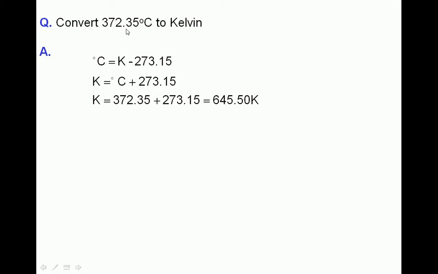Alright, so doing an example here of converting between Celsius and Kelvin, we're asked to convert 372.35 degrees Celsius to Kelvin. So this is our formula that we are given. We can rearrange that to get a formula for calculating Kelvin, and then we just have to substitute into the equation. So Kelvin equals degrees Celsius plus 273.15. So this is what we're given, 372.35 plus 273.15 leaves us with 645.50 Kelvin. Okay, and then it's appreciated by me if you circle your answer.